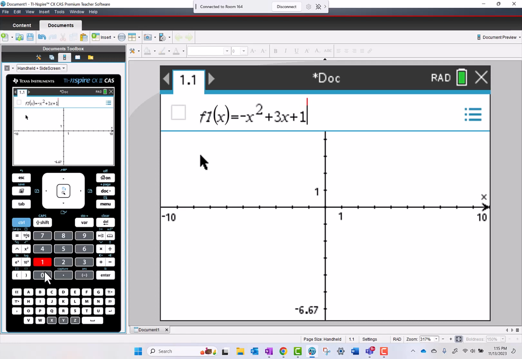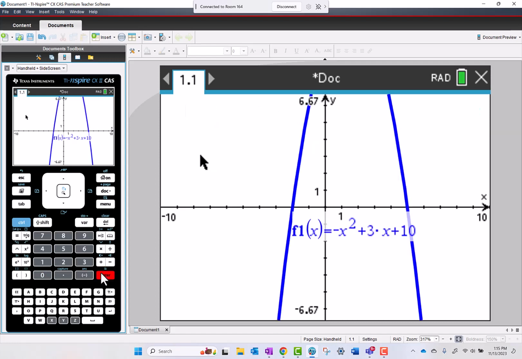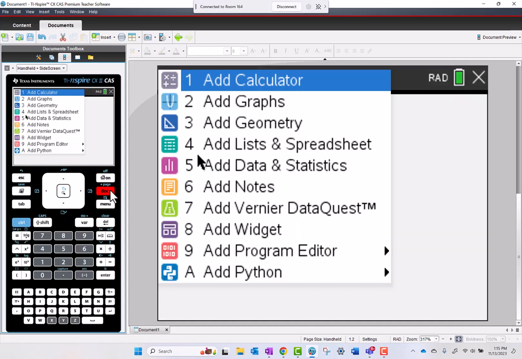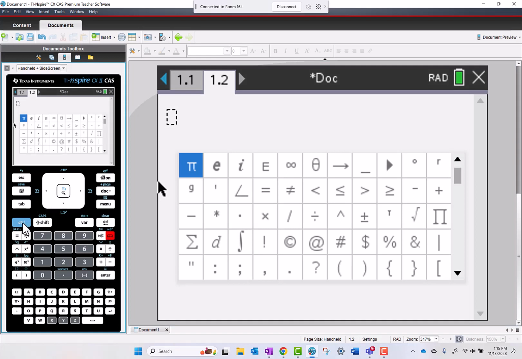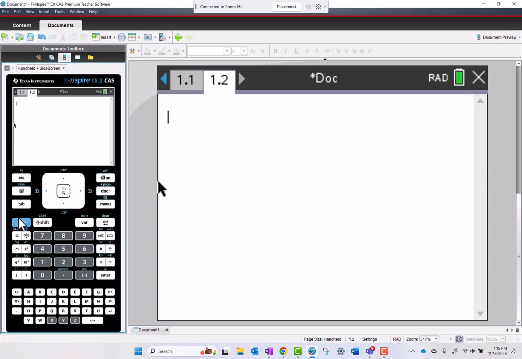So I'm just storing it here. I'm just holding it there. There it is. All right, so now I'm going to insert a page. I'm going to do a calculator page. And here I'm going to actually write the formula for average rate of change. I'm going to do control divide, right? No, we want control divide, my little friend. Okay, control divide. There we go.